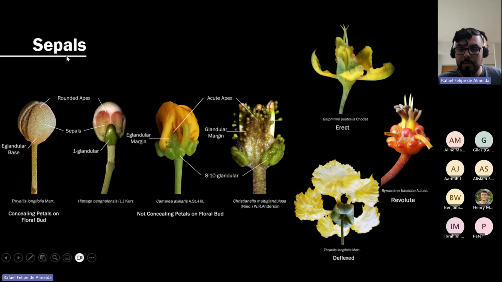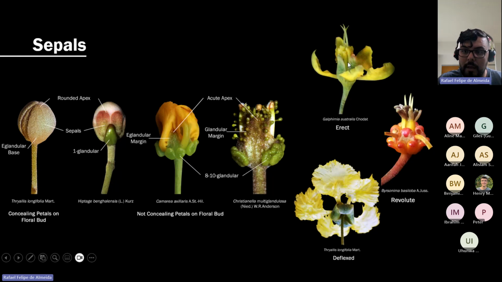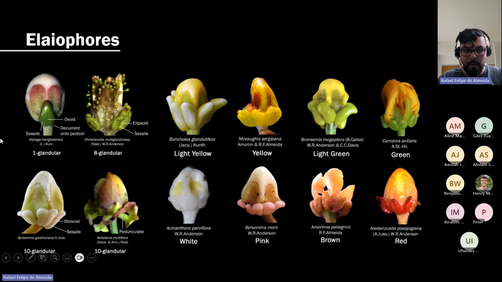The posture of those sepals can also be really different. They can be erect, they can be only revolute at the apex, or they can be completely deflexed, as you can see here. The elaiophores also vary greatly. As I told you before, they vary in their morphology, in their position, in their shape. The only major difference here from these elaiophores or nectaries in the sepals of Malpighiaceae is that this one is pedunculate instead of being sessile, as in the majority of sepal glands in Malpighiaceae.